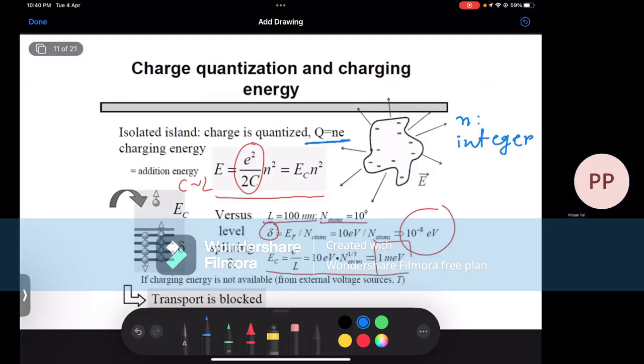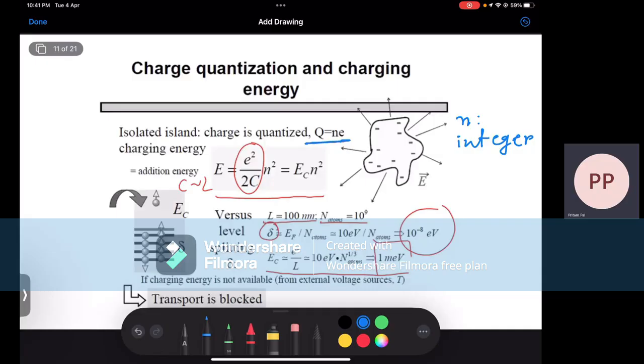Okay, and that means you can calculate the energy of an island, which is e squared n squared divided by 2C. If we call this E_C, the charging energy of the system, as I introduced before, then it's E_C times n squared. So the energy related to the charge on an island grows quadratically with the number of charges.